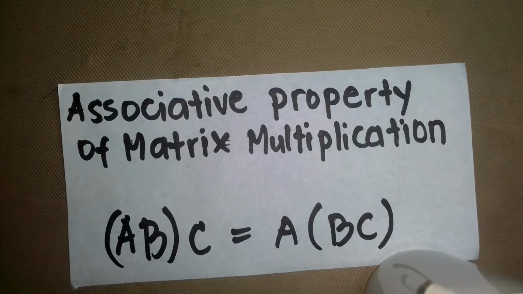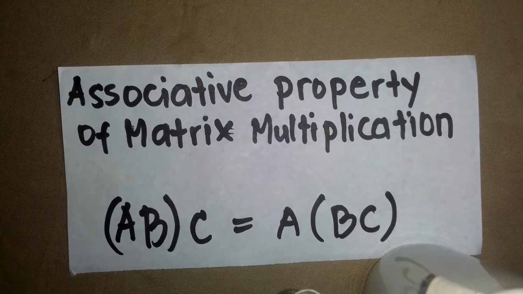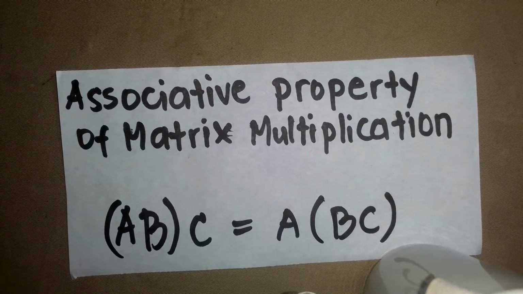Properties of matrix multiplication are the associative property of matrix multiplication. For example, quantity AB multiplied by C is equal to A multiplied by the quantity of B and C.